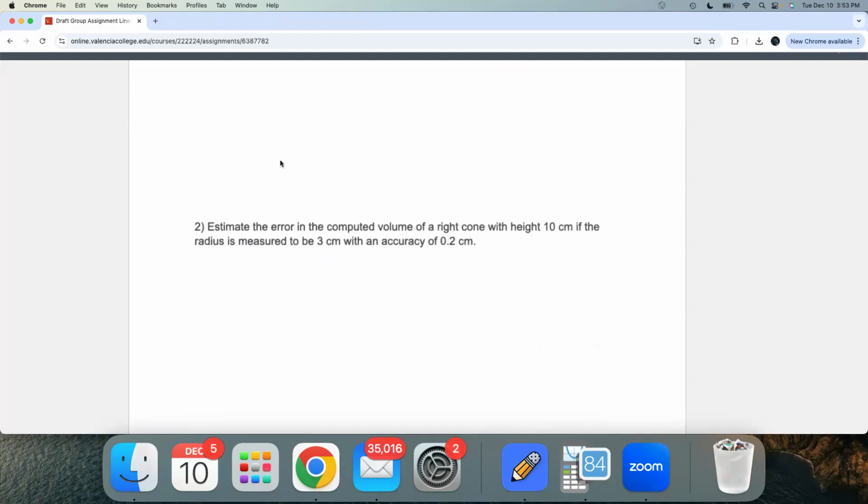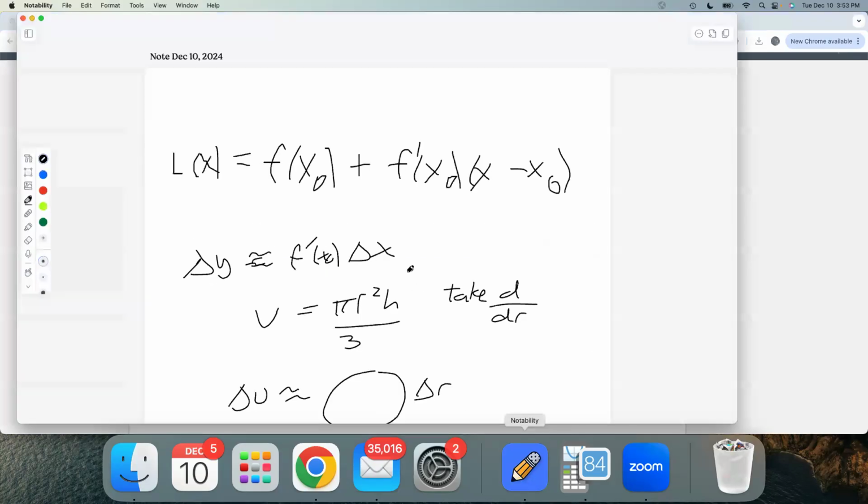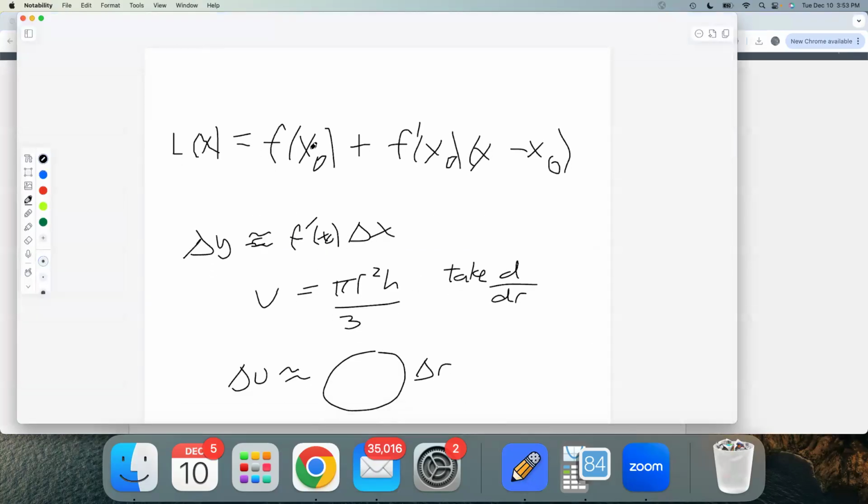Okay, it's really the same question, but it's a different question. Now we're going to use differentials. So recall that really all we're doing is we're moving this to the other side and making that a change in y is approximately equal to your derivative evaluated at some x value times some change in x.